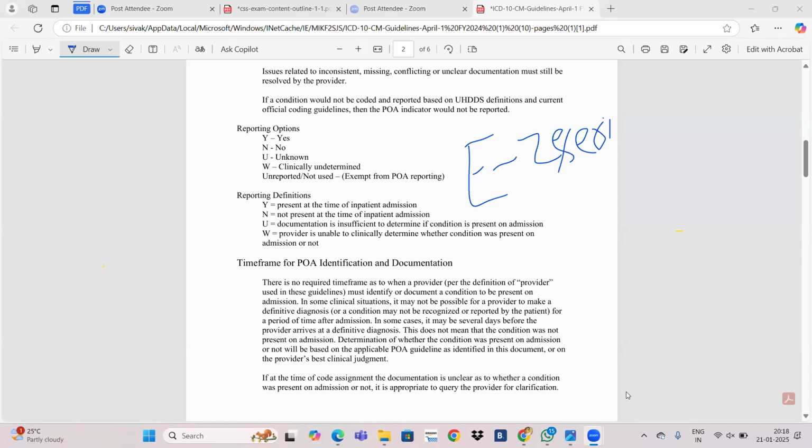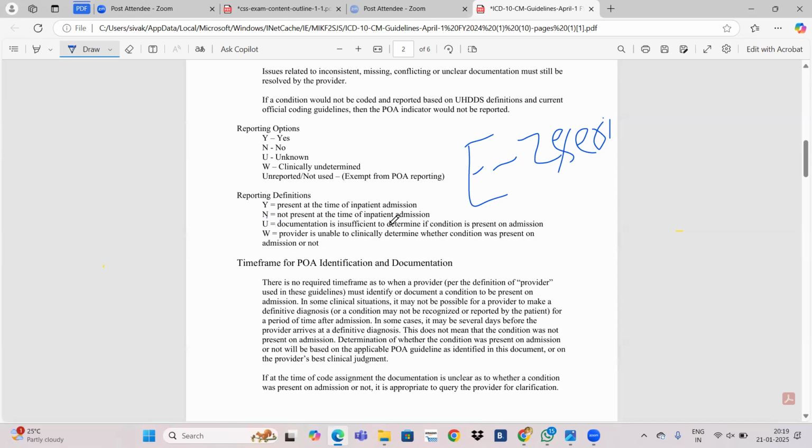they did not diagnose it at the time of admission. The condition developed after the admission. If at the time of admission that condition was not present, right? That allergic reaction was not present at the time of admission. It developed after inpatient admission. Clear? That is when you need to assign Y or N. Yes, sir. Right. Thank you.